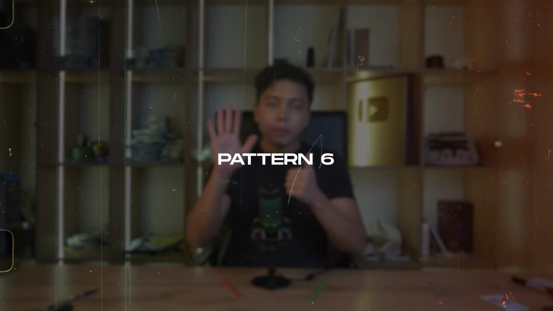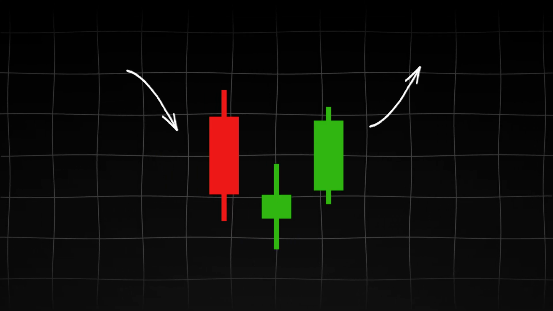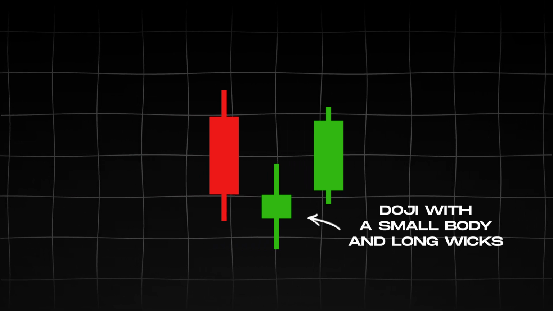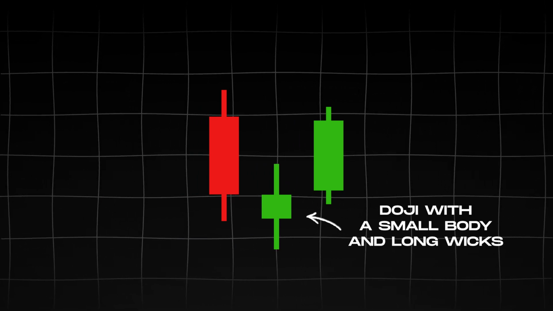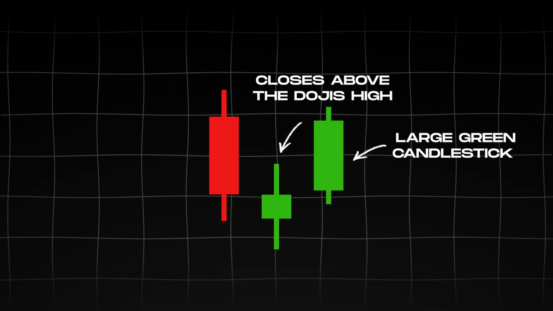The sixth pattern is the morning star, a three candlestick pattern indicating a bullish reversal. The first candlestick is a strong red one with a large body. The second is a doji with a small body and long wicks. The doji can be either green or red. Then there is a large green candlestick that closes above the doji's high.